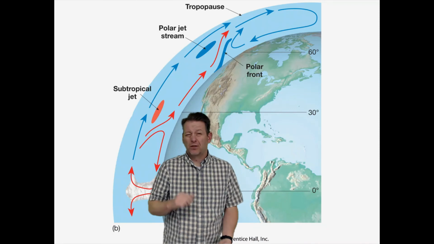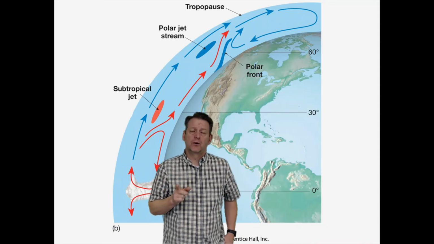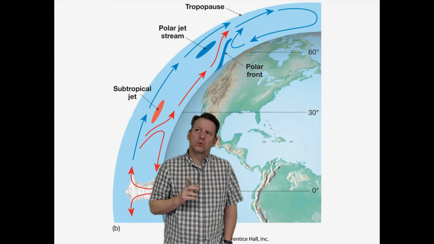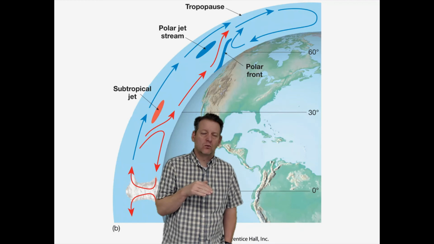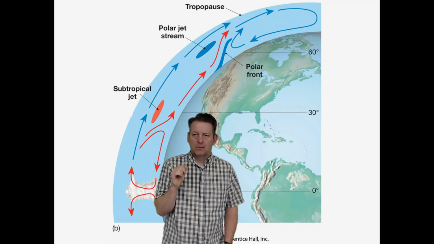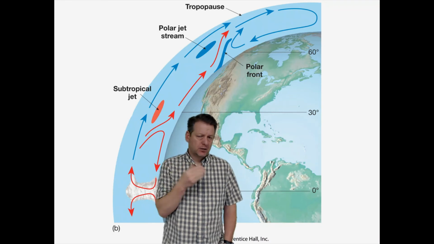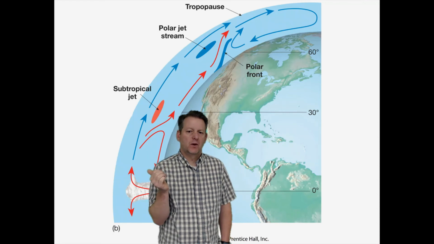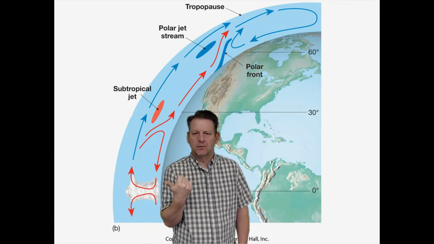In fact, one of the first times we ever found the jet stream was during World War II, I believe. We were flying planes from the U.S. to Hawaii, and we were trying to get to Japan, but we could never get there because for some reason, as we flew out there, we'd always run out of fuel. We just couldn't make it.